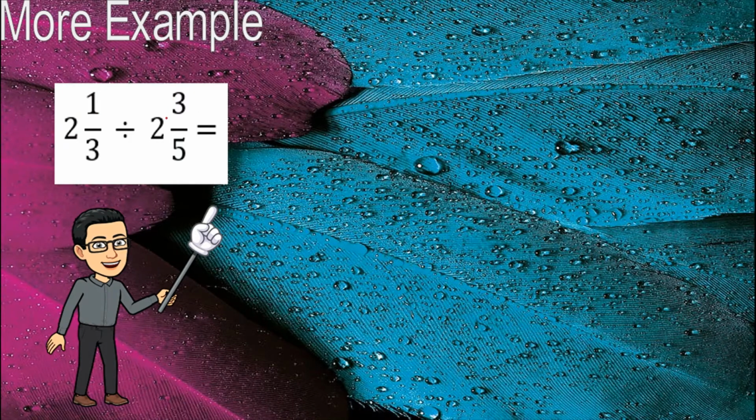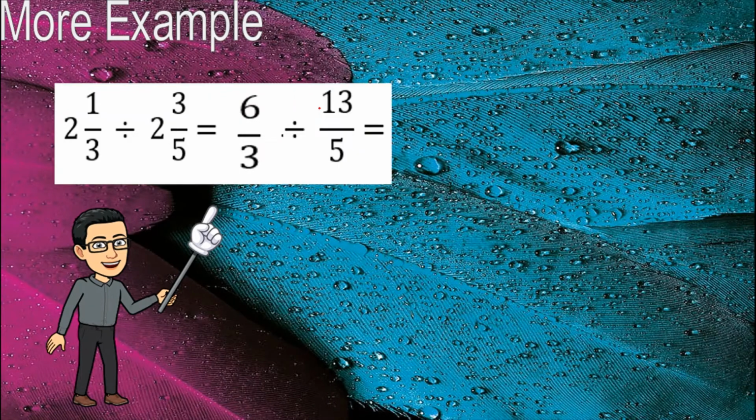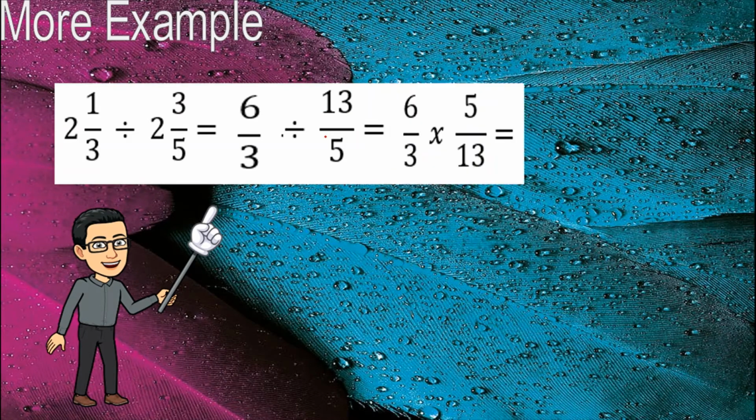By the way, after we change the second fraction into an improper fraction, that's the time that we put it into reciprocal. So let us change first this fraction into an improper fraction before we do the reciprocal to our second fraction. Okay, so 5 times 2, that is 10. 10 plus 3, that is 13. Okay, so after this one, we're going to do the reciprocal. So just copy 6 over 3 times the reciprocal of 13 over 5, that is 5 over 13.